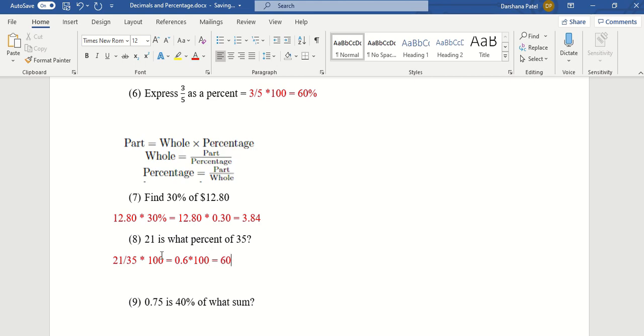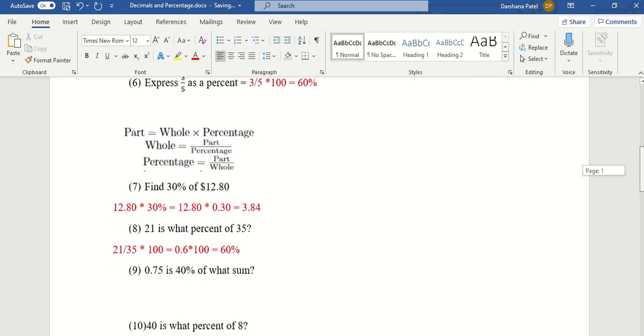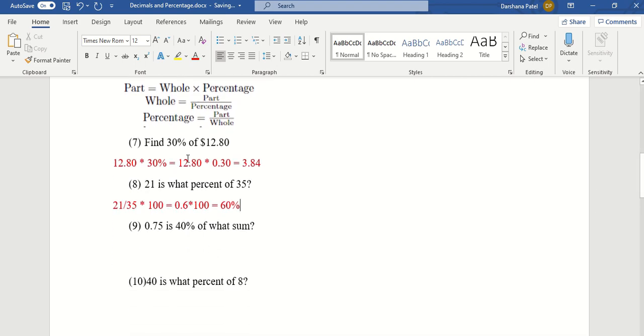Okay. For the next one then, we have 0.75 is 40% of what sum. So we need to find whole.